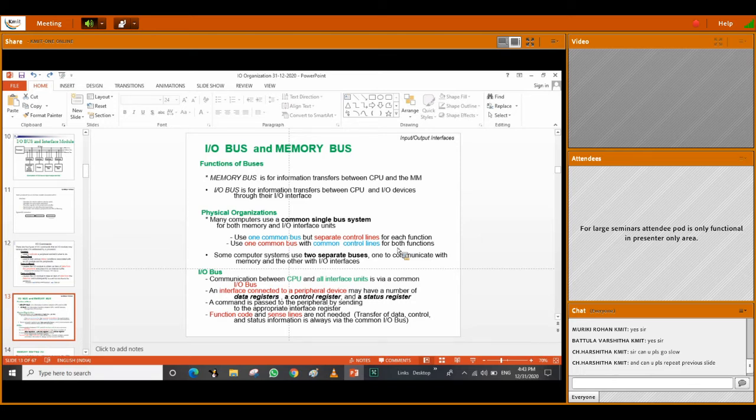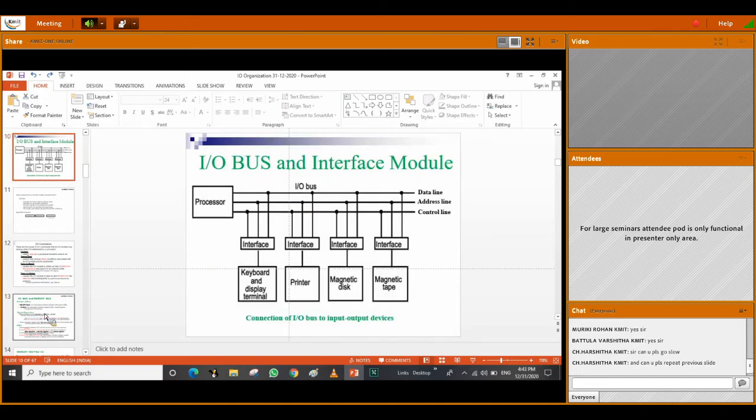Some computer systems use two separate buses, one to communicate with memory and the other for the I/O interface. And next one is the I/O bus. What is the I/O bus? The CPU communicates with all interface units via a common I/O bus. Here we are using a common I/O bus.